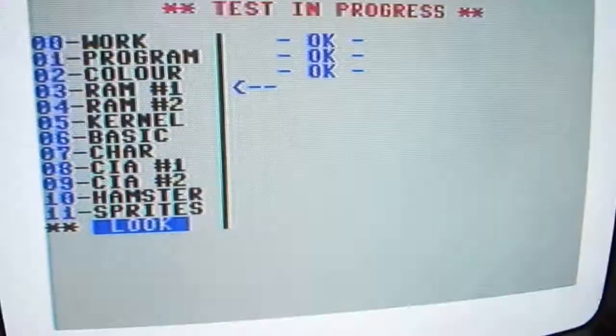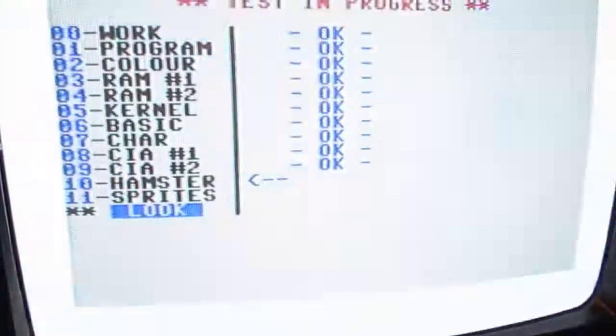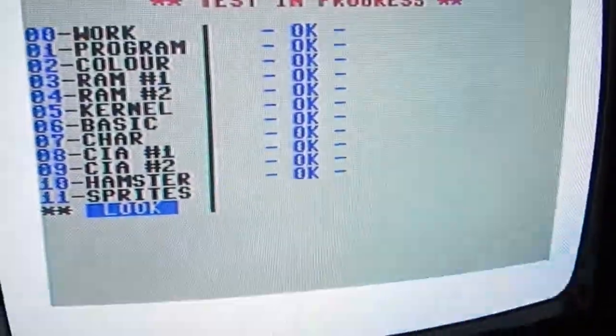Okay, program loaded. See what happens. Wow, we didn't lose anything else. That's great. Yeah. Okay, fine business.